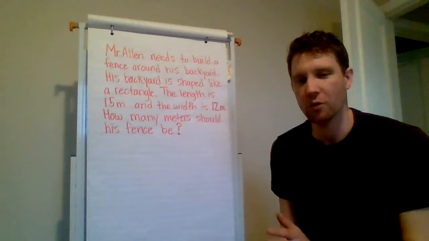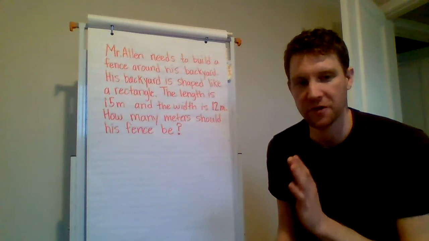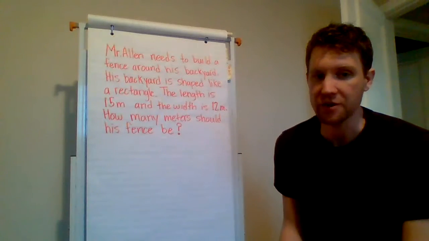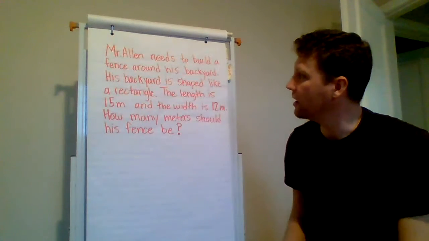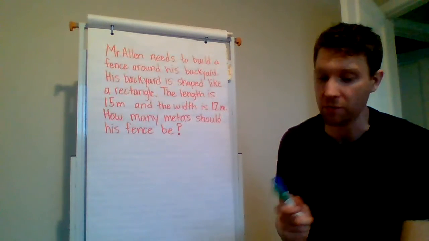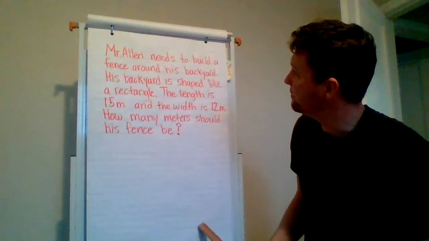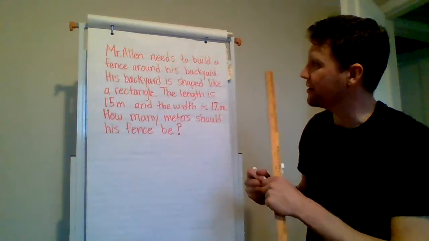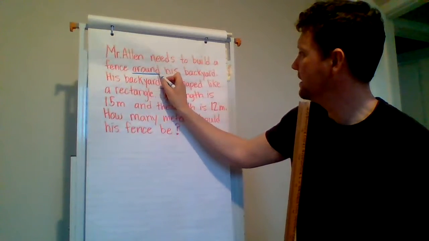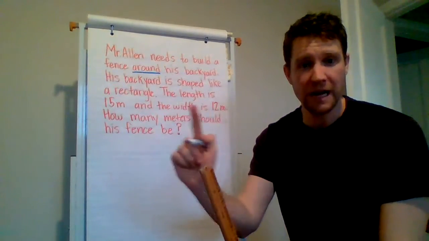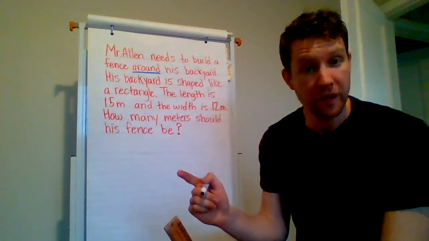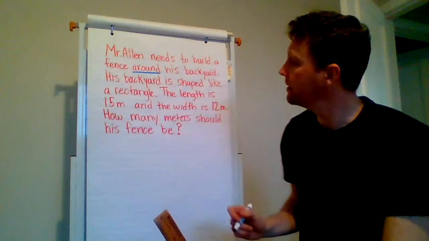Step one, what do we always do with a word problem? The first thing we always do is underline the important information. So let's go back through the problem and figure out what I should underline, because that's what I'm going to need to solve this problem. Mr. Allen needs to build a fence around his backyard. I think the word around is really important because that tells me it's going around. So I know that it's going to be around his backyard, so I know it's the perimeter of his backyard.